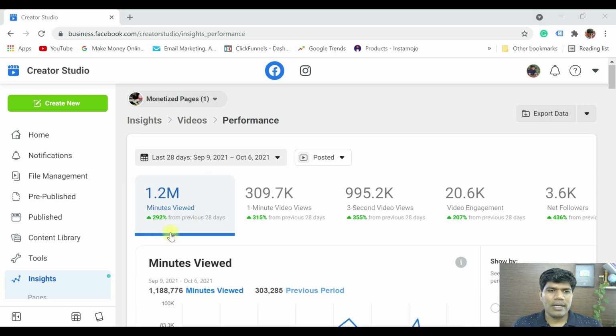So you can see that it has around 1.2 million minutes viewed in the last 28 days and it is 292% higher compared to the previous time. Again 1 minute video views, so that's around 309k views. So usually on Facebook the ads appear only after 1 minute, so this is something that is really important for us. Again 3-second video views, around 995,000 video views have happened. Again that's around 355% higher, so that means the page has been scaling up really well.